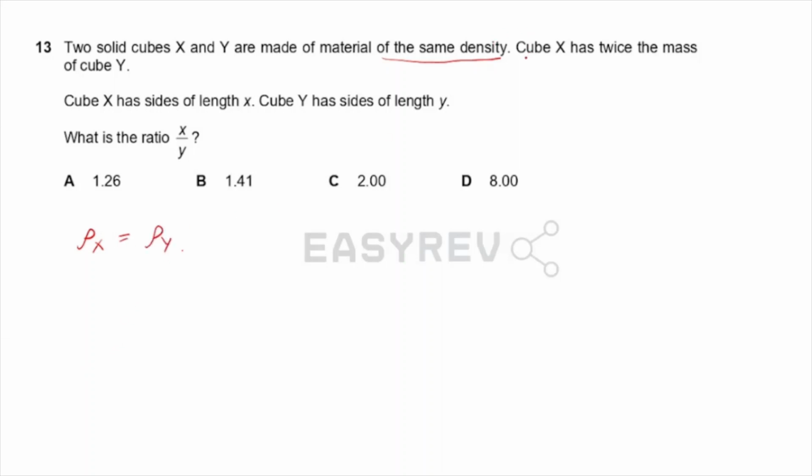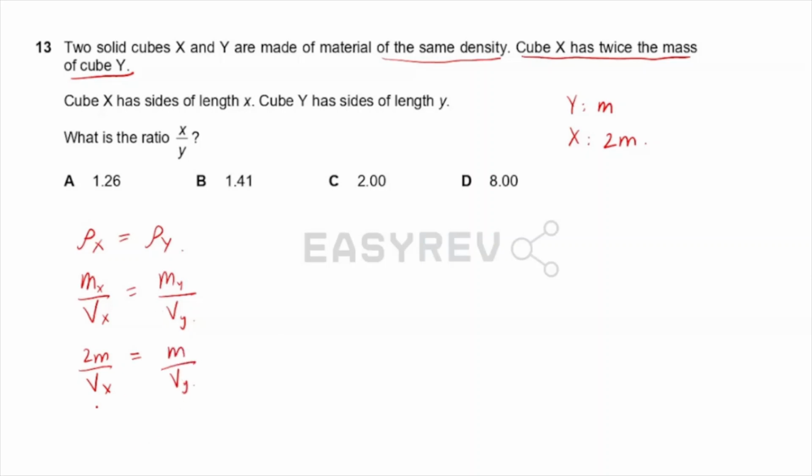Now we can go to the next step and plug in the definition of density, which is mass per unit volume, right? So for X, that would be mass of X divided by volume of X. For Y, it would be mass of Y divided by volume of Y. Now we're told that cube X has twice the mass of cube Y. So if Y has a mass m, X has a mass twice of that. So we can plug in these values here. For X, that's 2m. And for Y, that would be m.